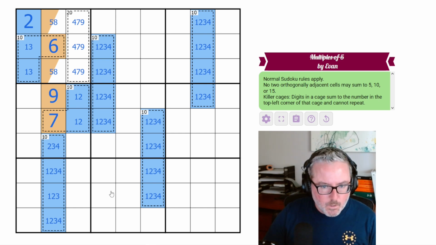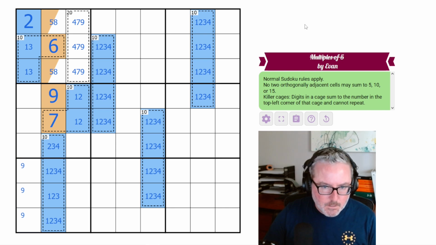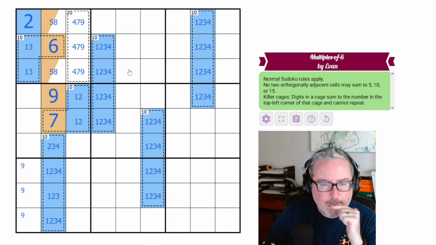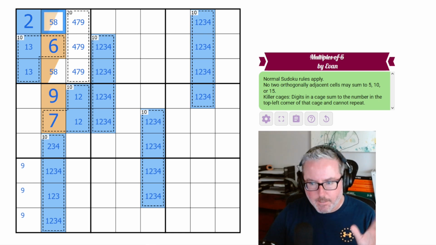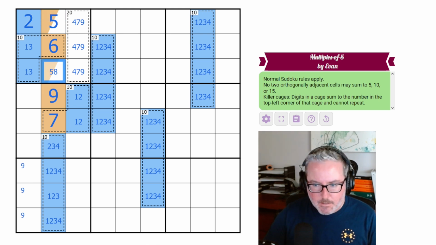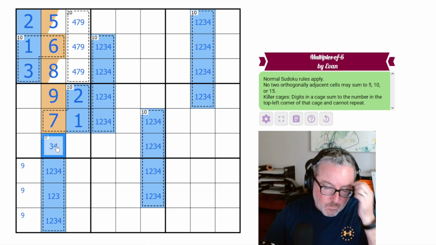So, what now do we know? We know there's a 9 in here somewhere. Let's start thinking about everything that has to be. Okay, the 2. We cannot have 5s, 10s, or 15s. Let's focus on our negative constraints. This has to be 5. This has to be 8. This can't be a 3. This has to be 1. This has to be 3. This has to be 2. This has to be 1. This is not 2. This is a 3 or a 4.